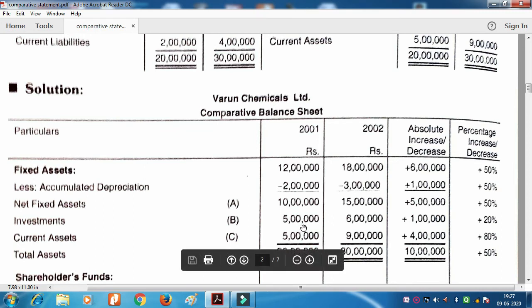In case of investment also, from 5 lakh it increases to 6 lakh. So net increase is 1 lakh, and 1 lakh divided by 5 lakh will be 20%.